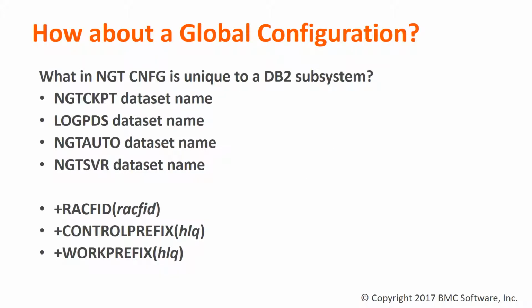So what's in the way of having a global configuration? Certainly the NGT system dataset names would be different in the configuration for each DB2. The RACF ID could be different, as well as the high-level qualifier for the NGT work prefix and the optional control prefix. These high-level qualifiers may only differ at the LPAR or Plex level, but since they can differ, we have to account for them. So let's see what's changed.